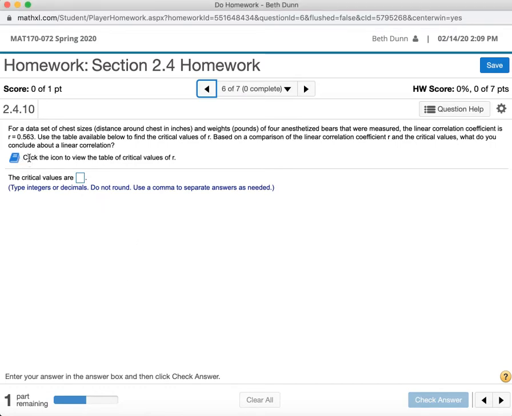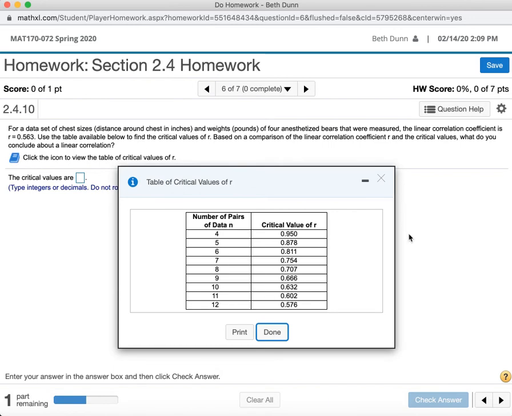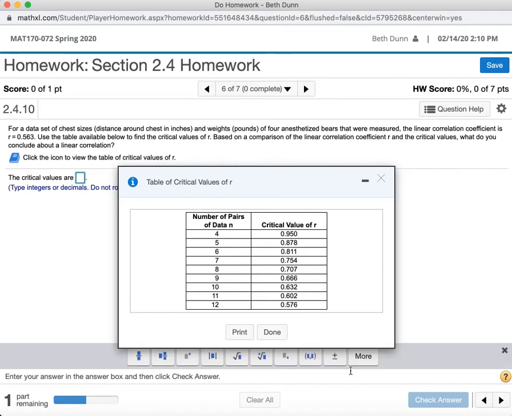First of all, if you click on the icon, you can open up the critical values for R. So I look back in the problem and I see that I was told I have 4 anesthetized bears. So to show that there's linear correlation, the critical values are going to be plus or minus 0.950. So I'm looking in this column at the number of measurements I have, and then I'm looking at the corresponding critical value. It's plus or minus because they could be negatively correlated. If the R value is negative, it's negative, and if it's positive, it's positive. So the critical values are plus or minus 0.950.